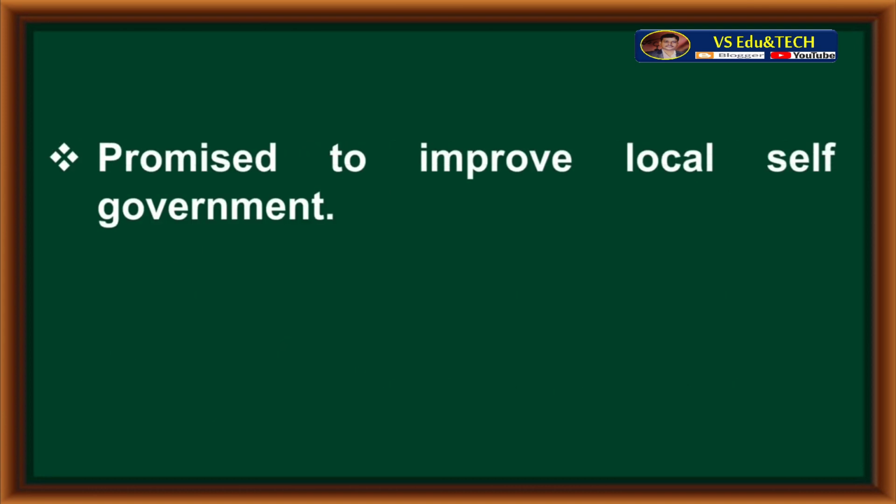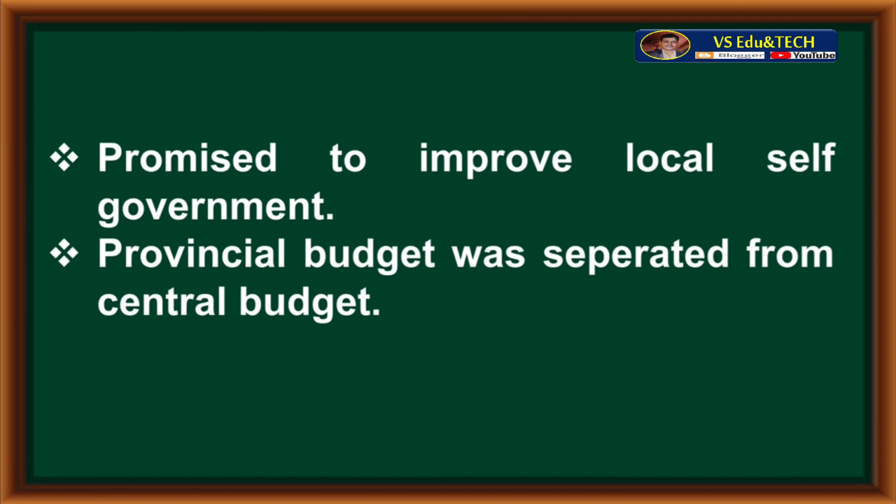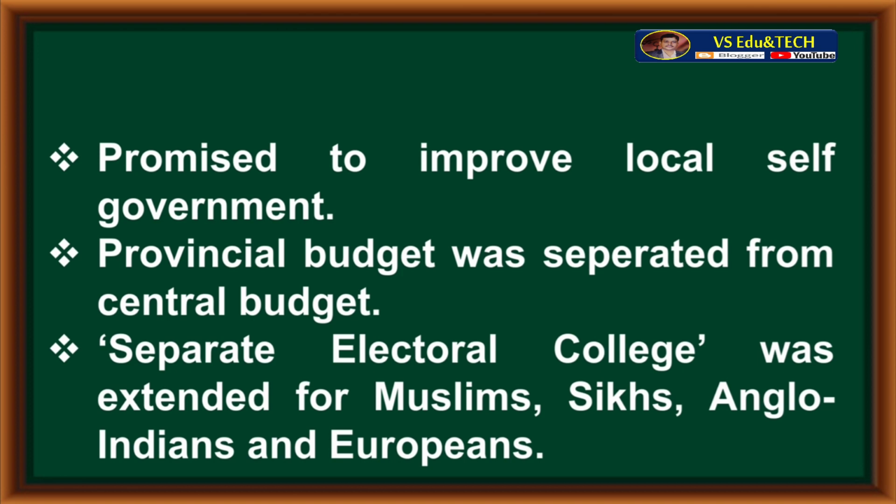Promise to improve local self-government. Provisional budget was separated from central budget. Separate electoral college was extended for Muslims, Sikhs, Anglo-Indians and Europeans.